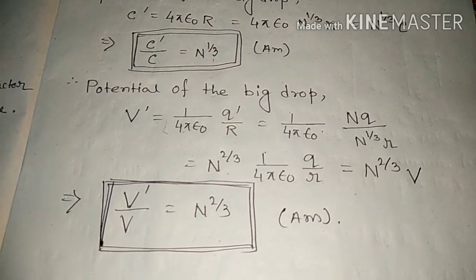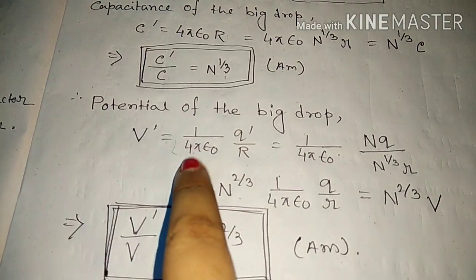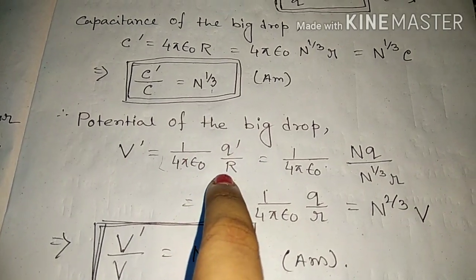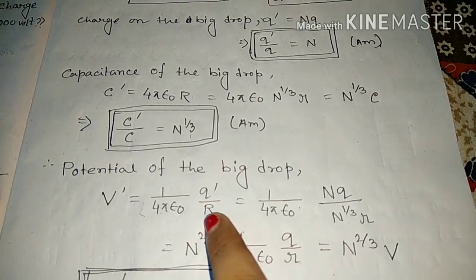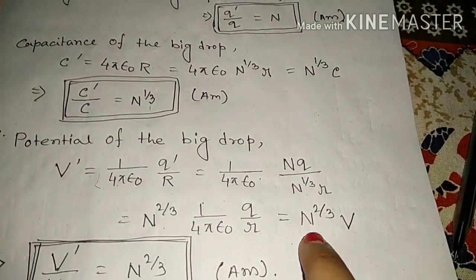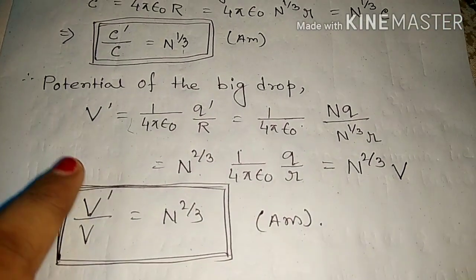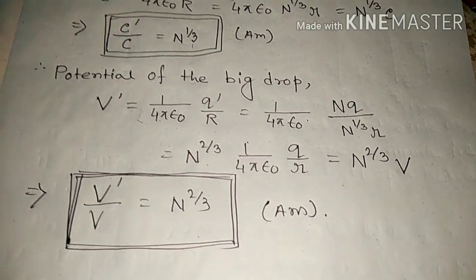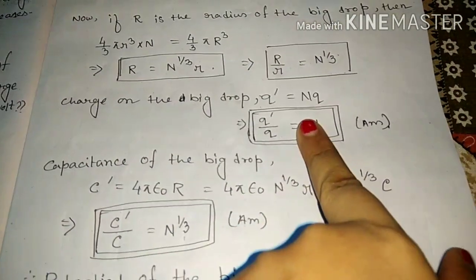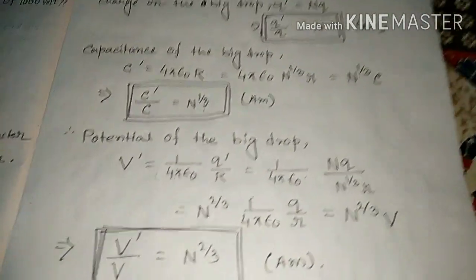Next, potential. The potential of the big drop is denoted by V dash, which equals 1 by 4 pi epsilon naught into Q dash by R. Now we put the values. Q dash equals N into Q and R equals N to the power 1/3 into r, so we get N to the power 2/3 into V. So if we compare the potentials, V dash by V equals N to the power 2/3. So this is the comparison of charge, capacitance and potential.